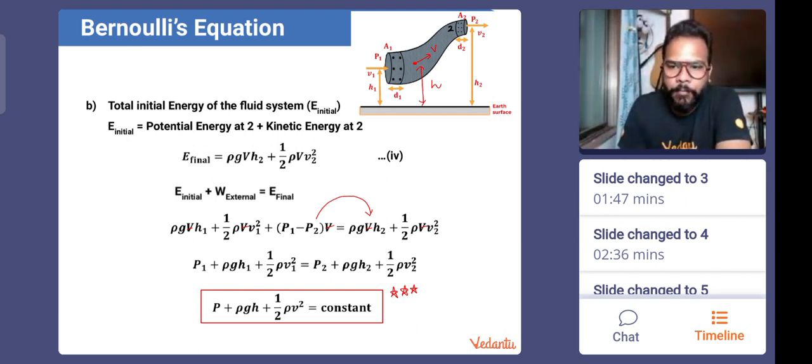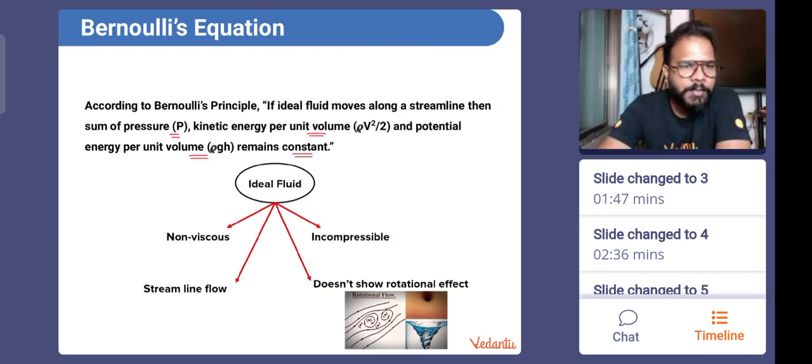So let's have a look at some examples and questions for this one. Okay, guys, theory is done. I think theory for the day is done. Let's move on to the questions for today.